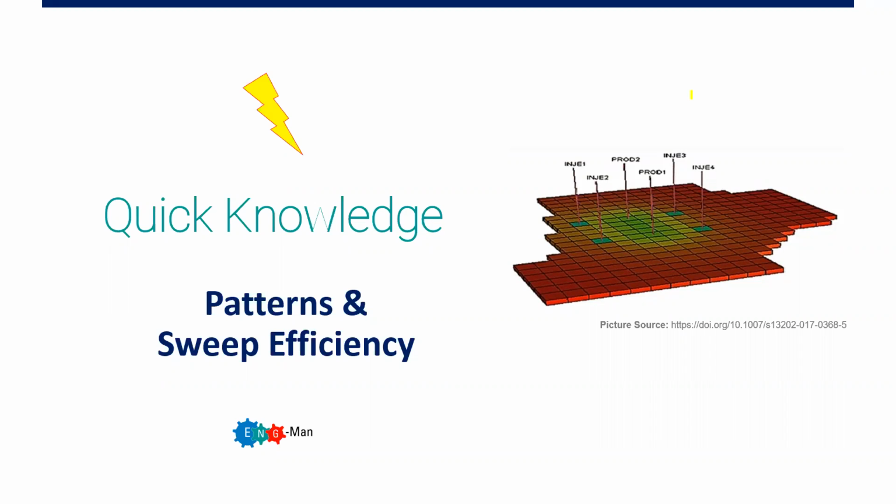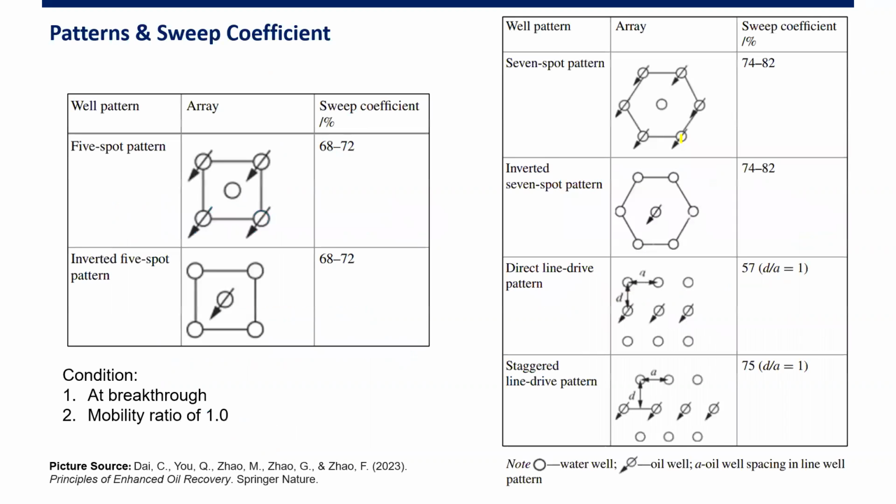So we'll have another quick knowledge video, and today's topic is about water flood patterns and sweep efficiency. Okay, so I take this very brief and interesting material from this book. It's a very good, interesting book about enhanced oil recovery. And we have very interesting tables here. You see on the first column, we have the well pattern and the array or the arrangements of the producers and the injectors with their respective sweep coefficient or sweep efficiency.